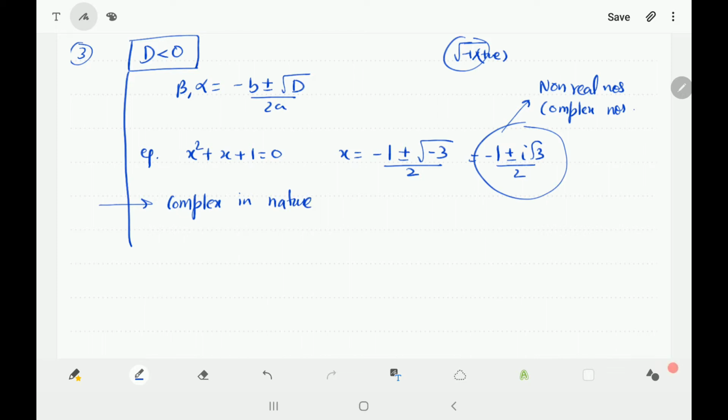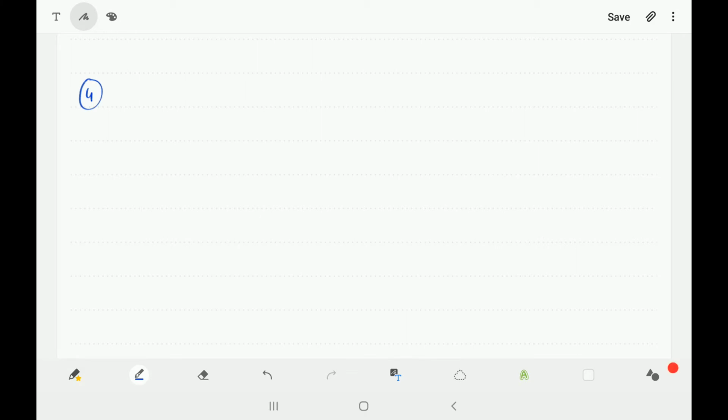So the first three points discuss that if D is greater than 0, roots will be real and distinct. If D is equal to 0, roots are real and equal. If D is less than 0, roots are complex in nature. Now, moving further into detailing about the points which we have discussed above.